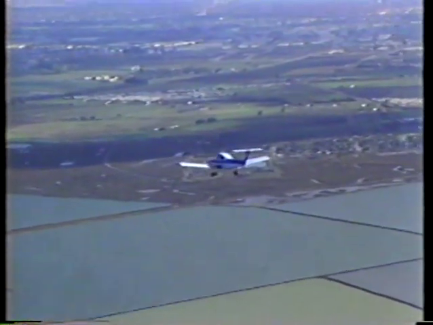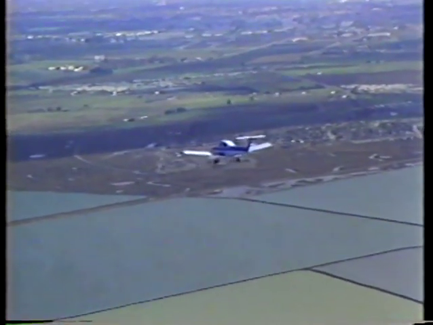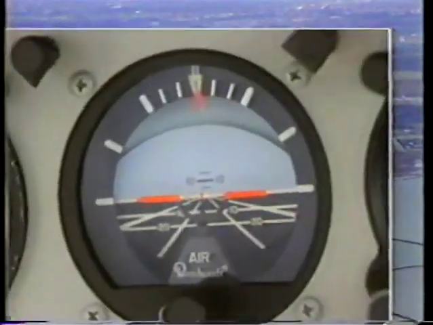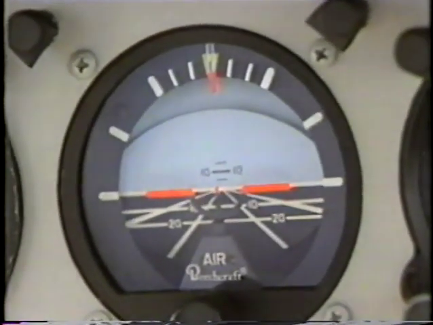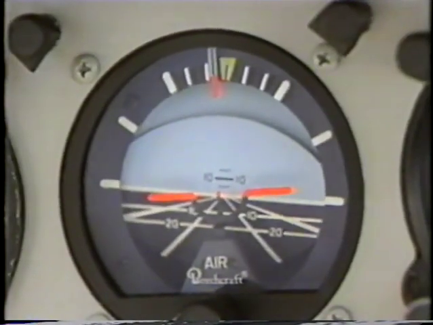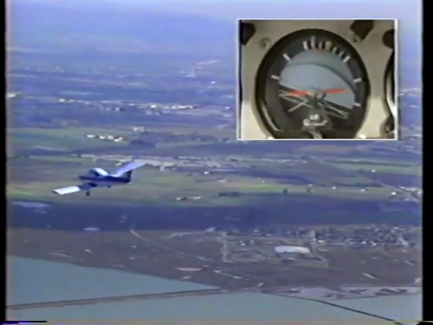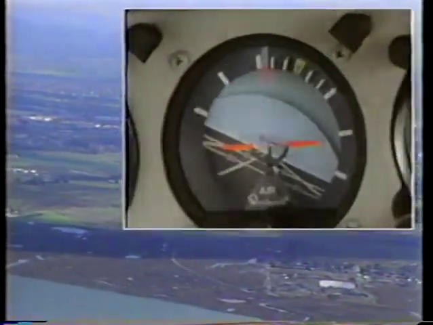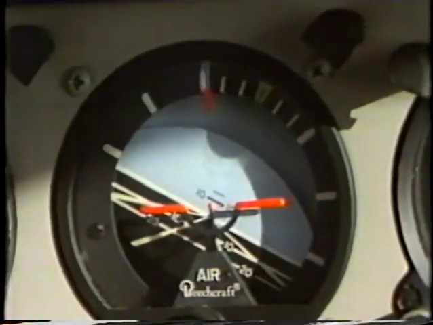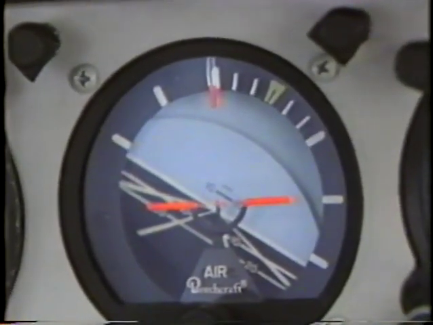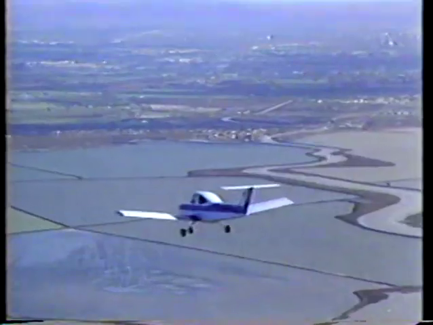For example, when your airplane is in straight and level flight, the attitude indicator will show wings level and the nose on the horizon. In a left climbing turn, the attitude indicator shows the degree of bank and the nose above the horizon. This attitude indicator shows a left climbing turn of 30 degrees bank with a 5-degree nose-up attitude.